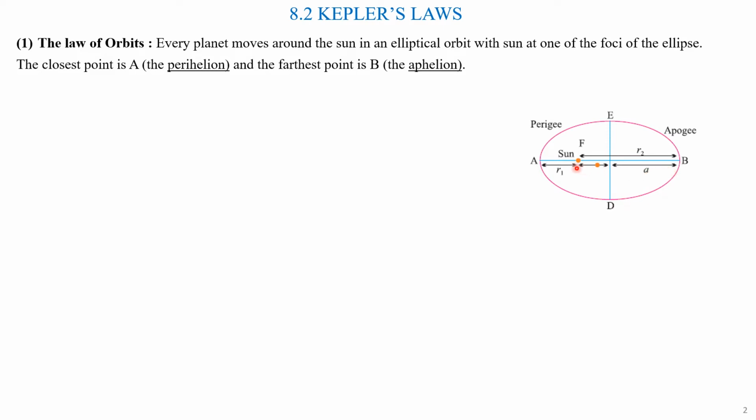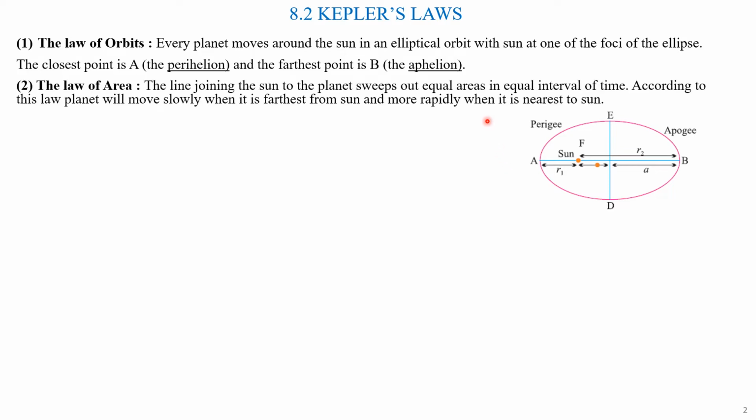Perihelion occurs somewhere in January when Earth is nearest to the sun, and in July Earth is farthest from the sun, as shown in the figure. A is the semi-major axis. AB is the major axis and A is as shown in the figure. And R1 and R2 are distances of the sun from A and B as shown in the figure.